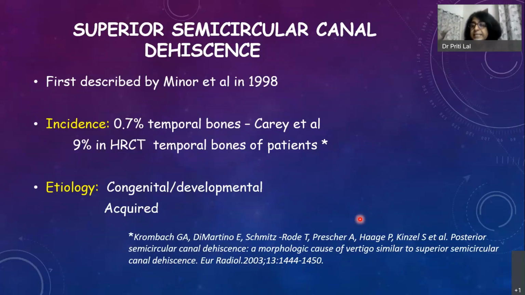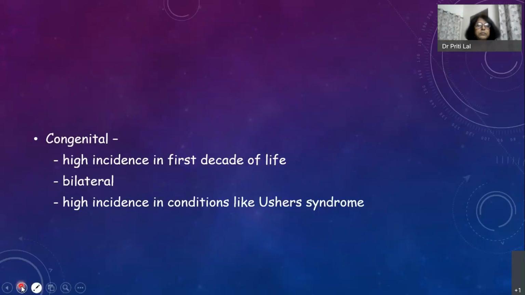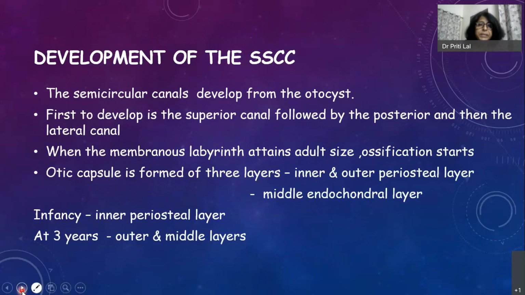Now, why does this dehiscence occur? The etiology could be congenital or it could be acquired. So there are two schools of thought. The proponents of the congenital theory say that as there's a high incidence in the first decade of life, it is usually bilateral, and there's a high incidence in conditions like Usher syndrome, it's most likely of a developmental etiology.